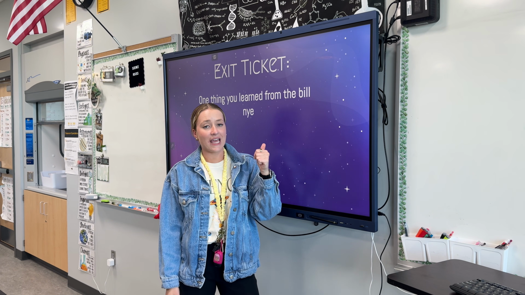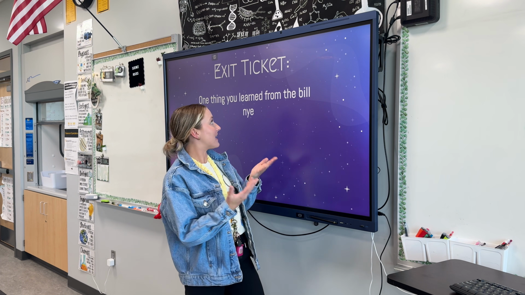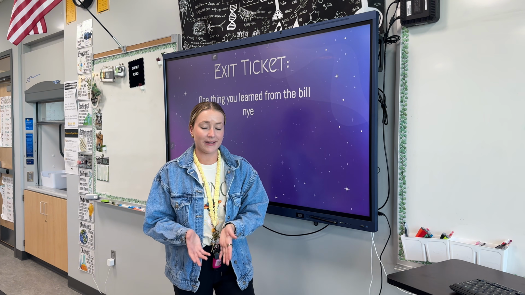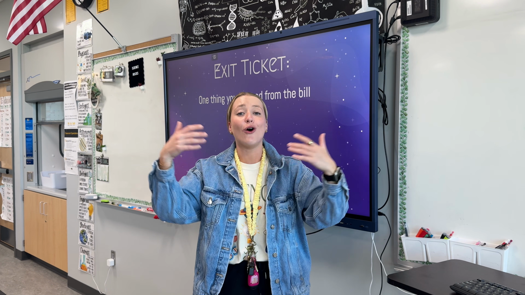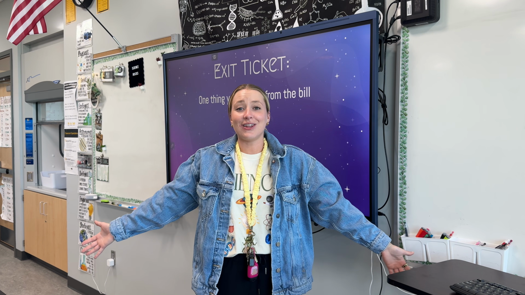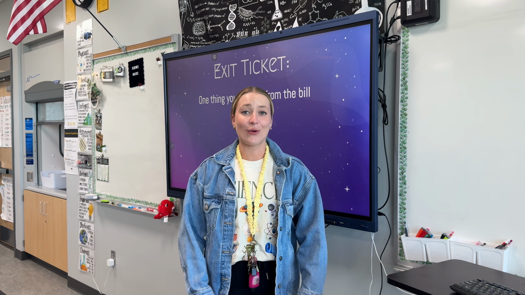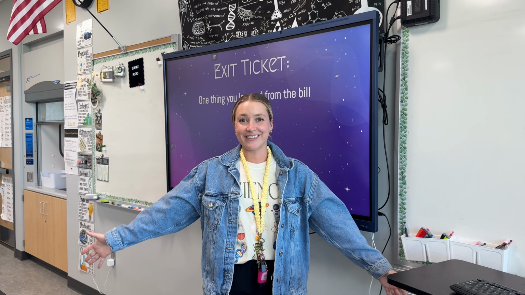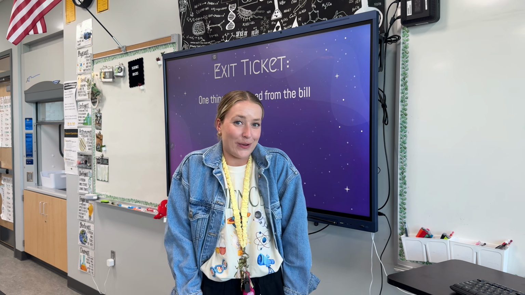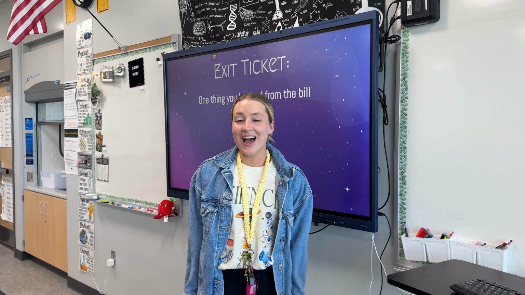And then I always end with an exit ticket, and this exit ticket was one thing that they learned from Bill Nye, and I also let them do what is one thing you learned from this in general, and hopefully they learned that there is a lot of space in space, or that our inner planets are closer together than our outer planets. But yeah, that's kind of it. So that's a quick run through of what today's lesson looked like in my classroom.